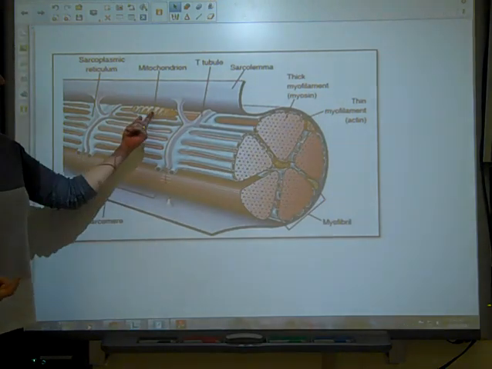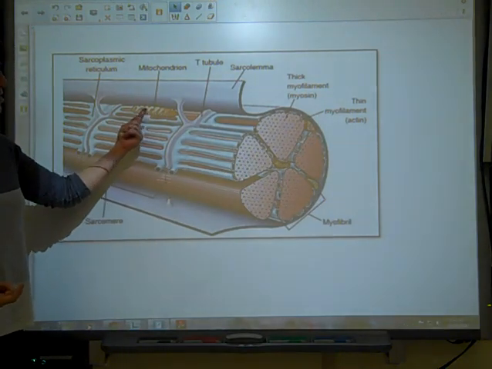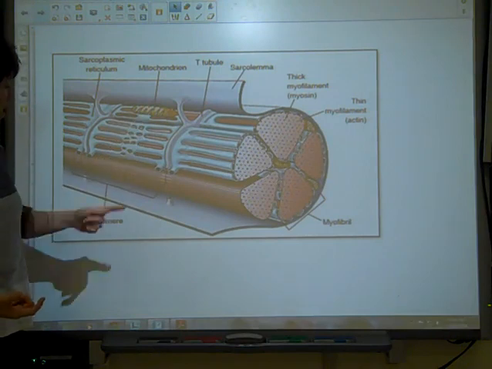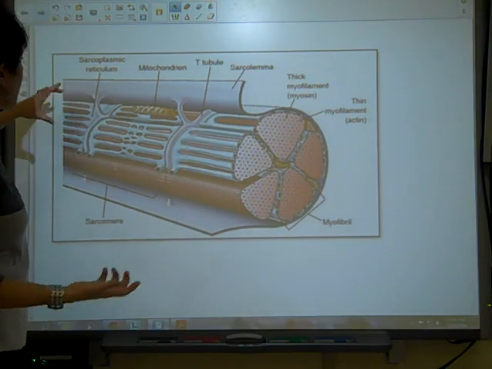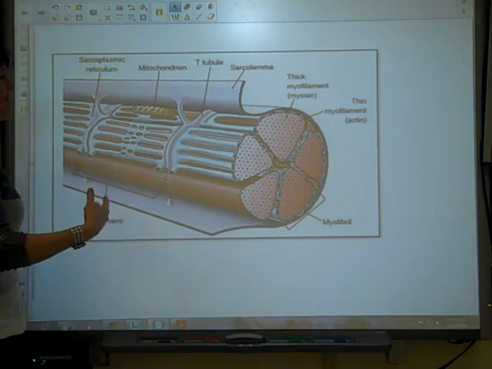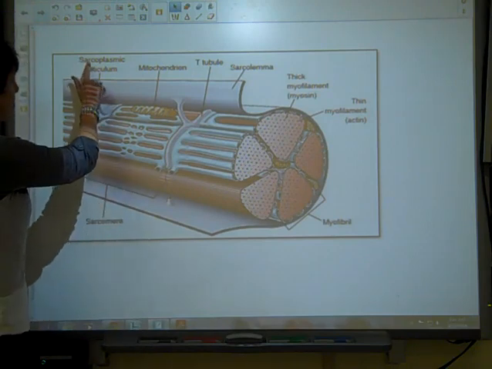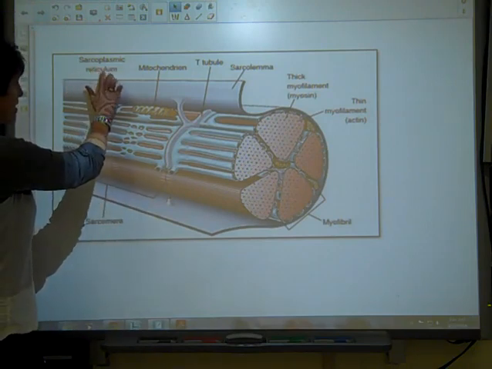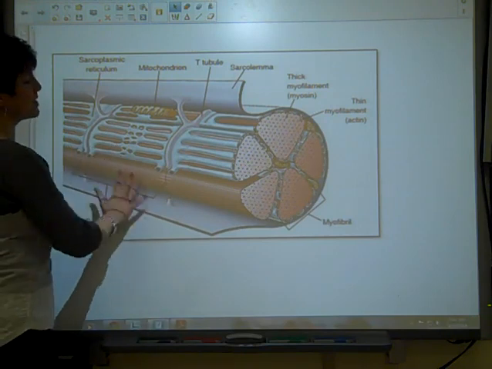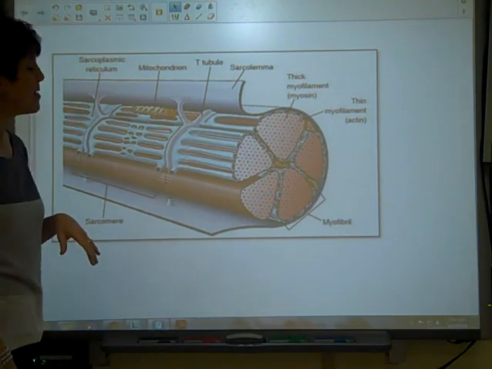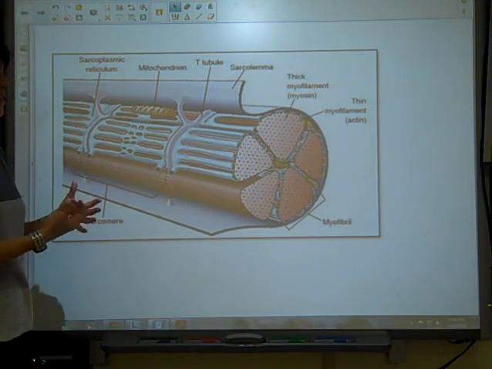Because it's a cell that's a muscle, you're going to expect mitochondria. So here's a mitochondria here. There should be a nuclei somewhere around here. We don't see it in this picture. And then instead of ER, they have a lot of SR, sarcoplasmic reticulum. In a muscle, its main job is to store calcium, and calcium is needed for the muscles to contract.